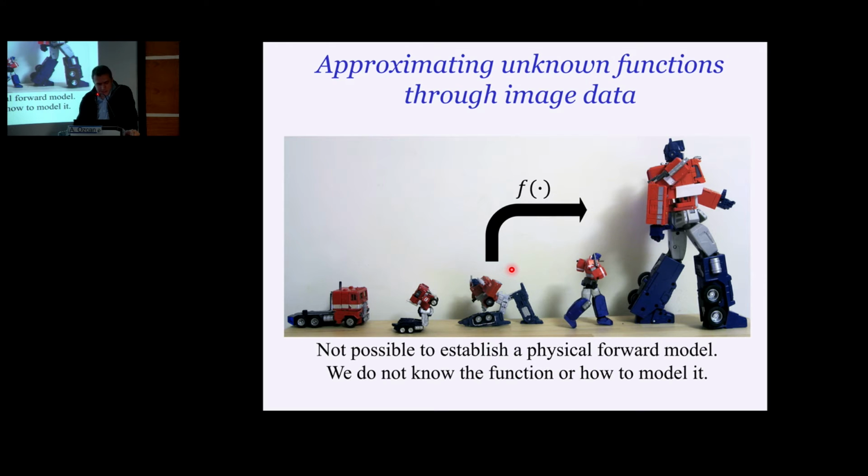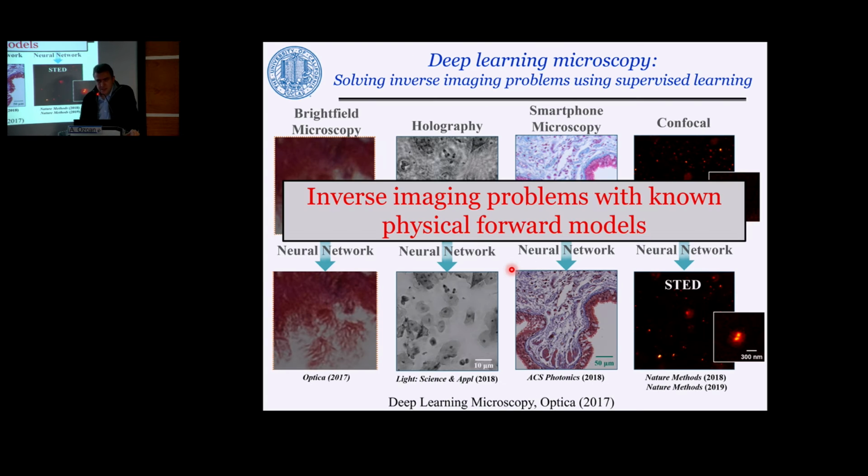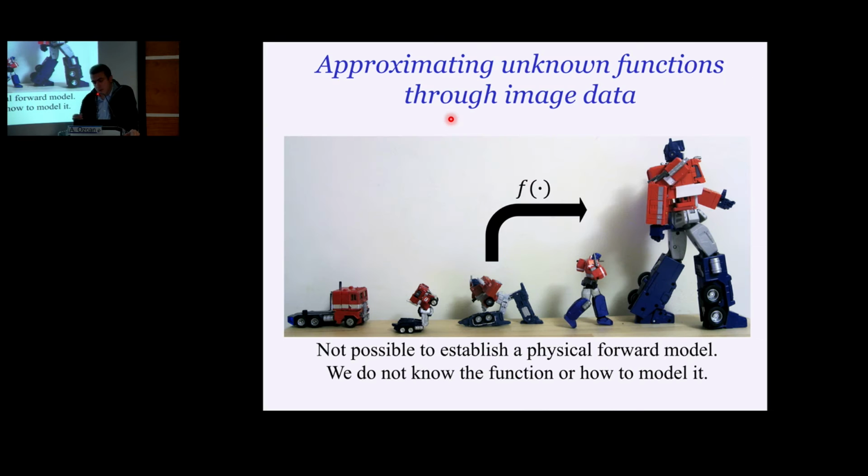But perhaps arguably, the biggest impact for deep learning on optical microscopy has been on approximation of unknown functions through image data. Unlike these, here I'm going to be talking about things that you cannot physically have a forward model. You don't have any other way. For example, you can take a hologram and reconstruct it in different ways based on Maxwell's equations. Yes, you can do that. But here I want something different. I want a function that is beyond my understanding based on physics, chemistry, light-matter interaction. And I want to approximate that function.